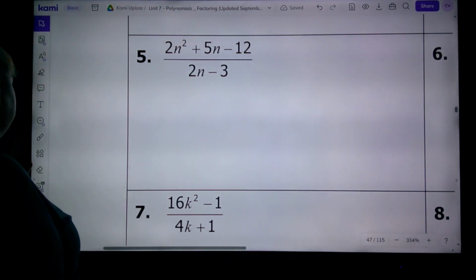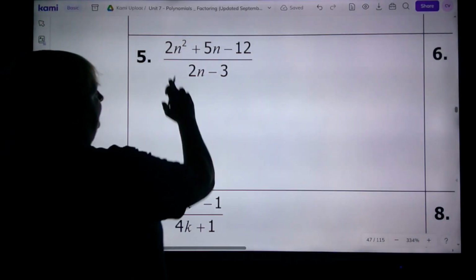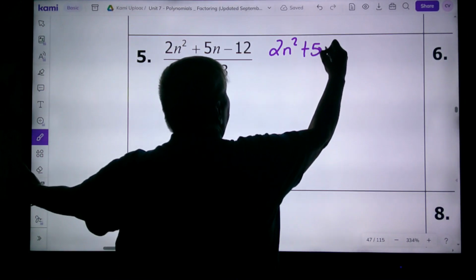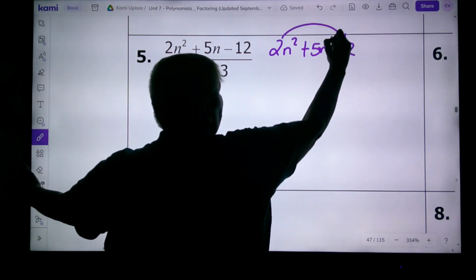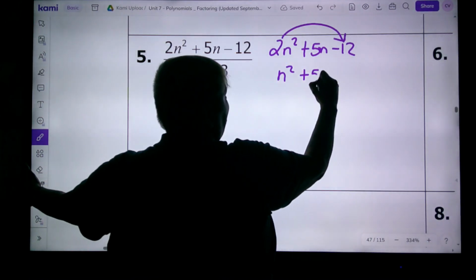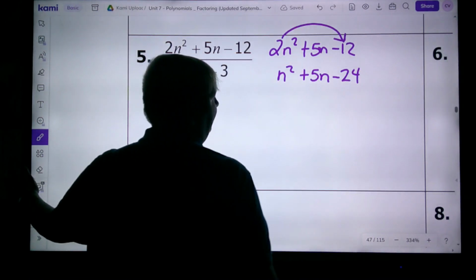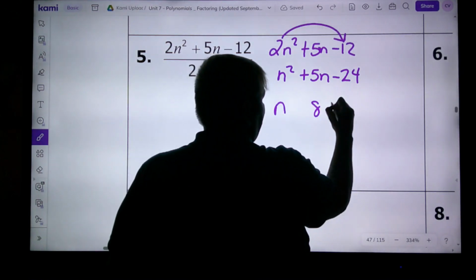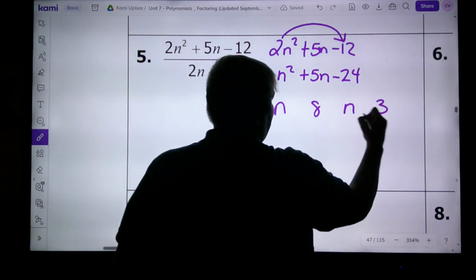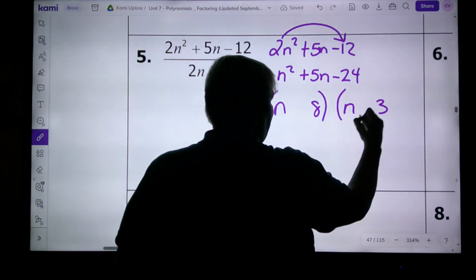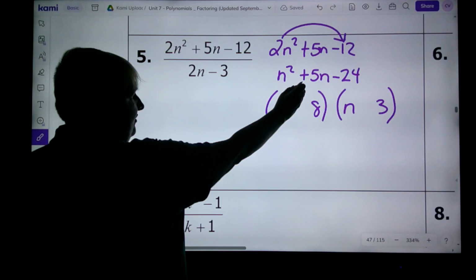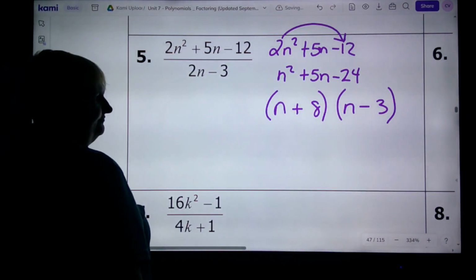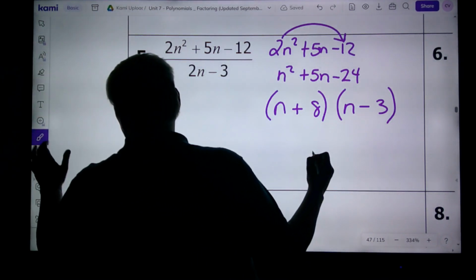One of the factors has to be 2n minus 3. Slip and slide. 2n squared plus 5n minus 12 becomes n squared plus 5n minus 24. 8 and 3, 8 times 3 is 24. We want them to equal +5, so the bigger number has to be positive. Don't forget this is a slip and slide.